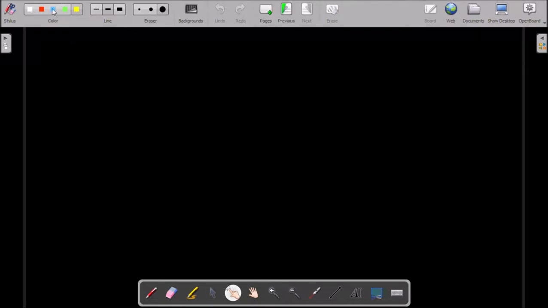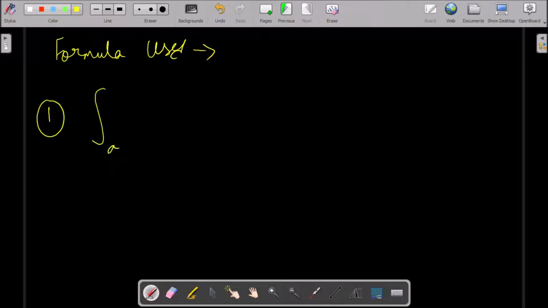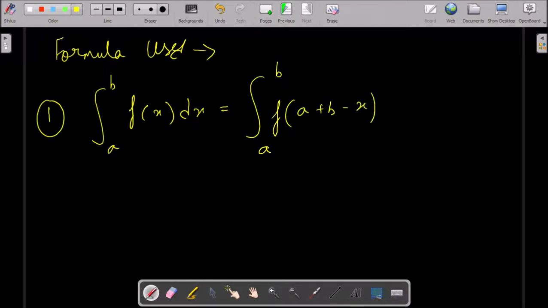Okay, so first of all, let me tell you the formula used. Integration from a to b of f of x dx equals integration from a to b of f of a plus b minus x dx. Okay, so this is the definite integration property, which is the formula used here.